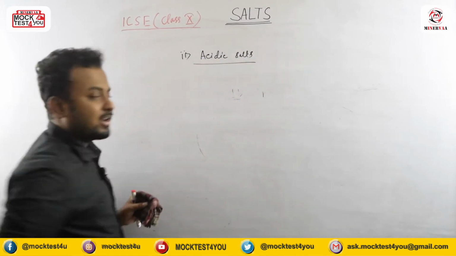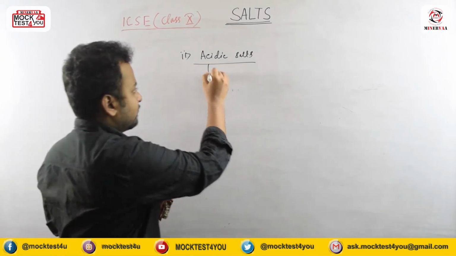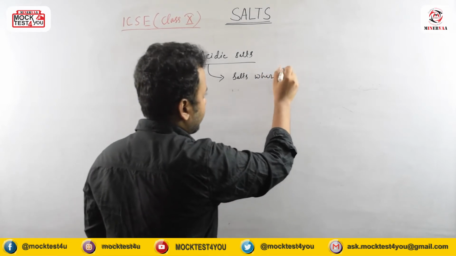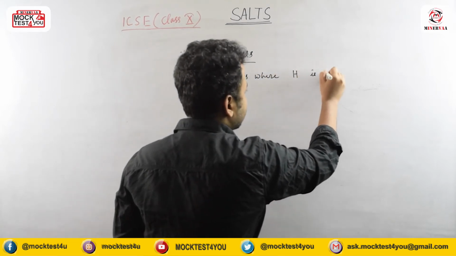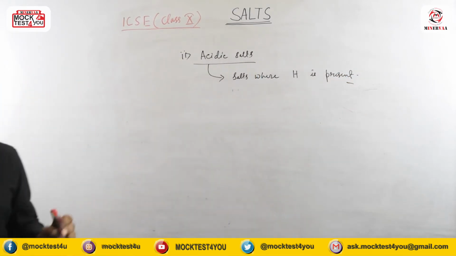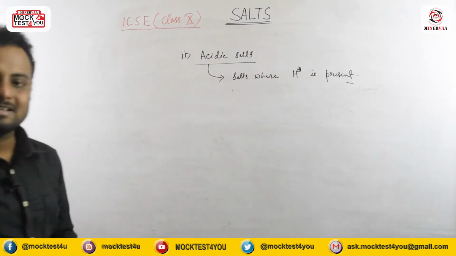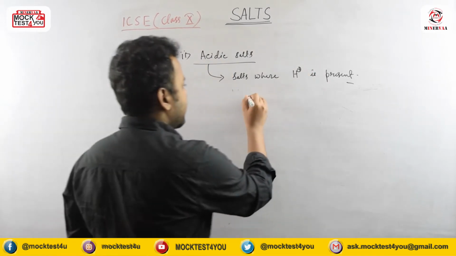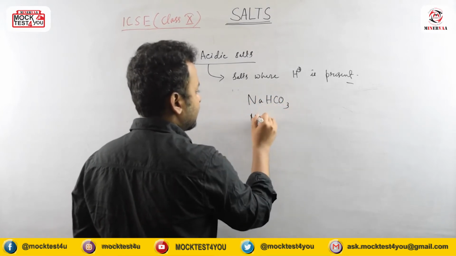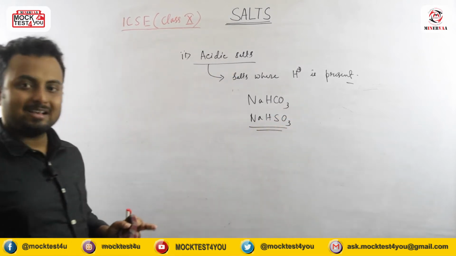So it is clear from the name only, right? So we can say salts where hydrogen is present, or H plus is present, those salts are known as acidic salts. For example, NaHCO3, NaHSO3. These are all acidic salts.